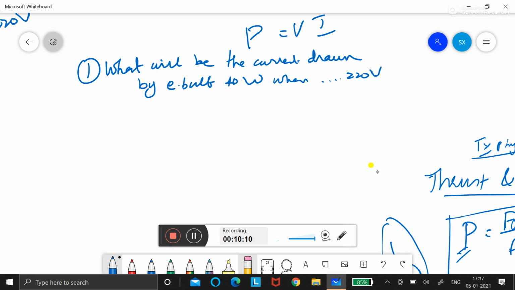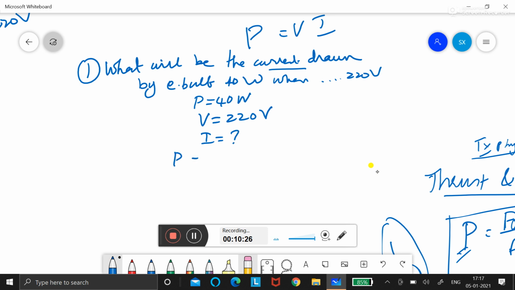Okay. Now they are asking what will be the current. So they are giving power 40 watt. What is given, you write down, children. And then what is asked, you can write 220 V. What is asked? I is asked.